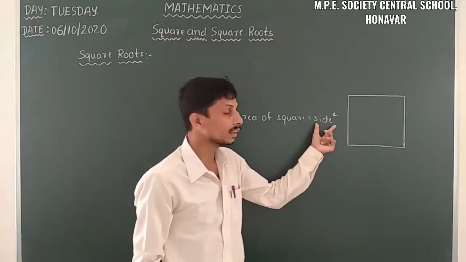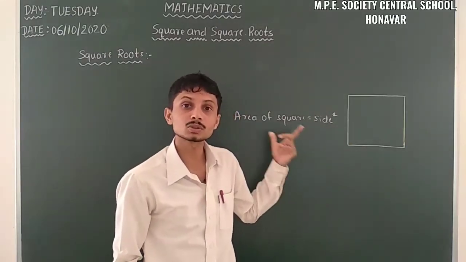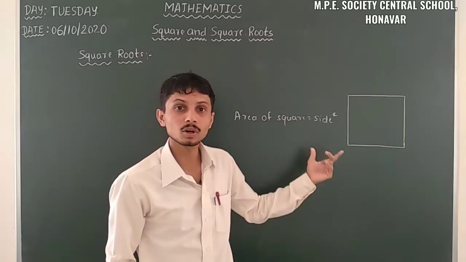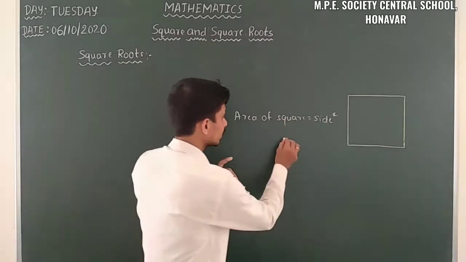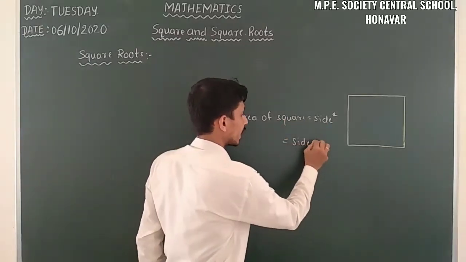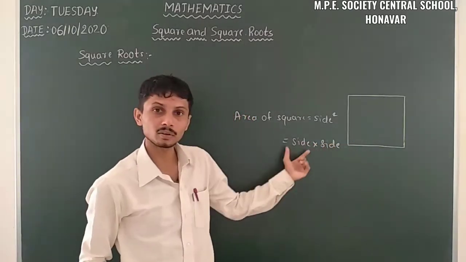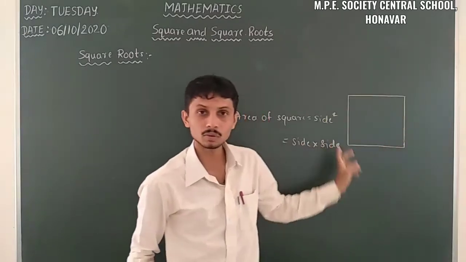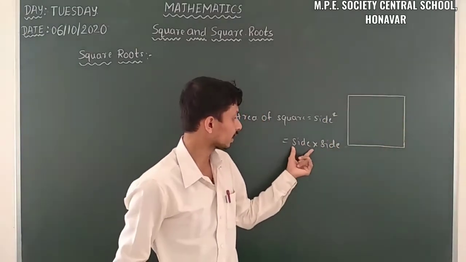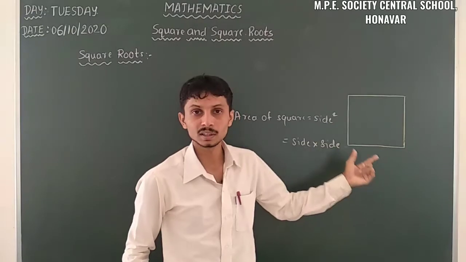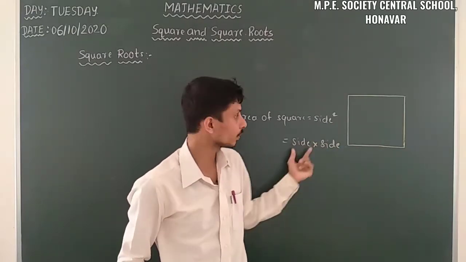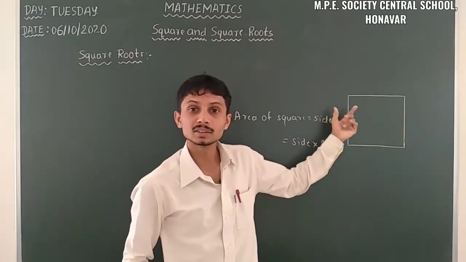That means the length of each side we call as a square root. Here there are two sides, side into side. Here all the sides are equal. That's why we take side into side, like length into breadth, but both the sides are the same. That's why we take the side square here.